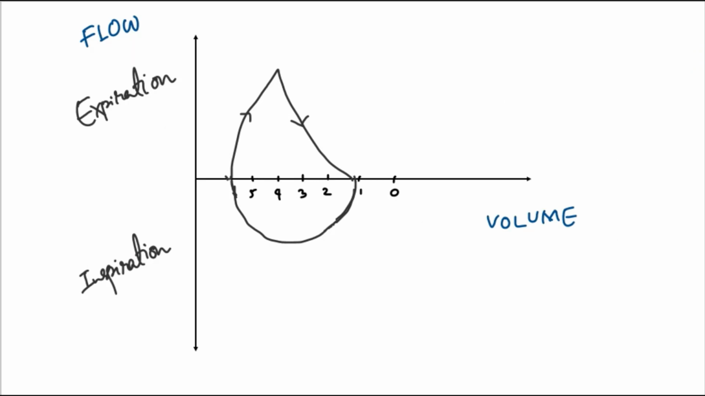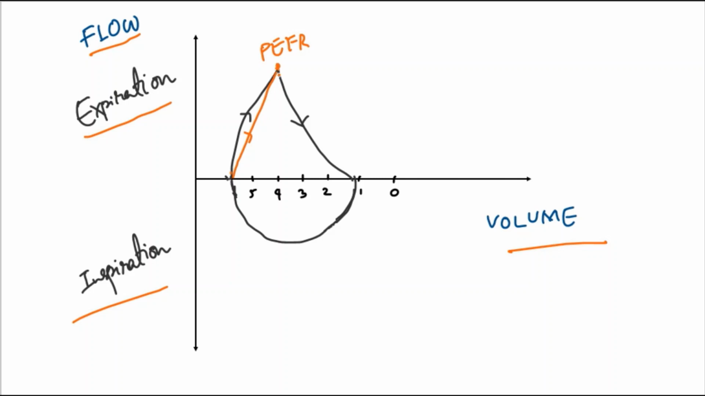Now let us take a look at the normal flow volume loop. The normal flow volume loop consists of your expiratory and inspiratory flow plotted against volume. Volume is on the x-axis and flow is plotted on the y-axis. The normal expiratory curve is characterized by a rapid rise in expiration to the peak flow rate, or PEFR. This point is your PEFR.